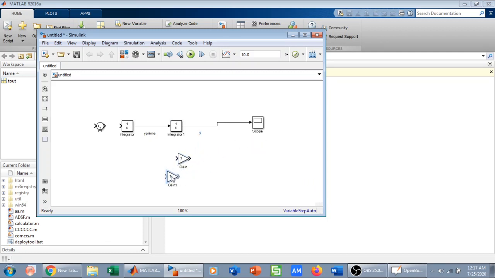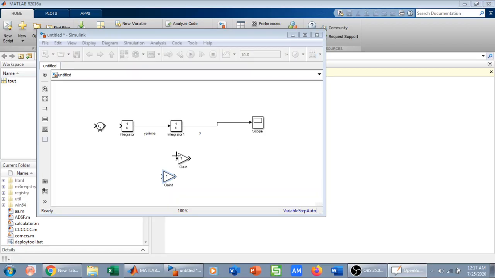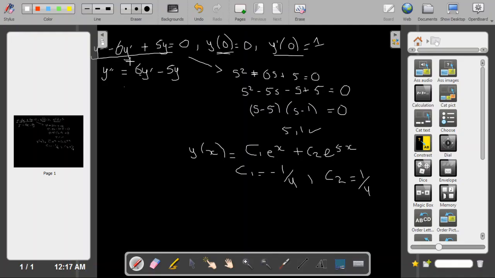Fine. Now if we look at this equation, we have y double prime is equal to 6y prime minus 5y. So a gain of 6 must be multiplied with y prime, and a gain of minus 5 must be multiplied with y. So what I will do, I can simply rotate it by pressing Ctrl R. Ctrl R is going to rotate it. Fine. Then with y we had minus 5, and with y prime we had 6.